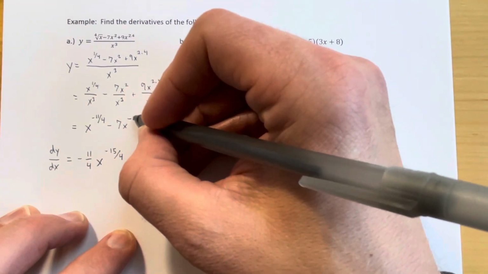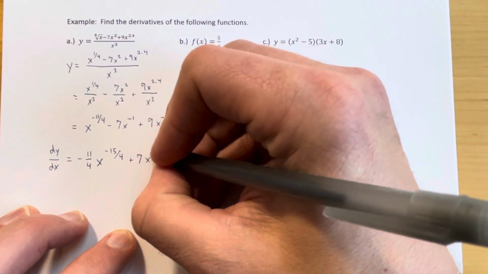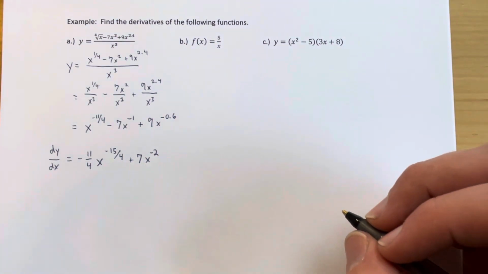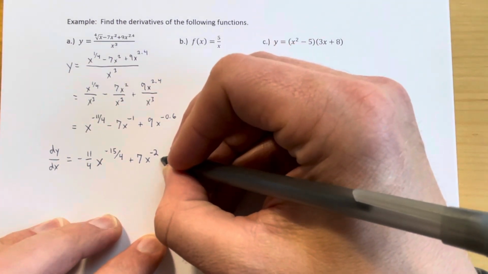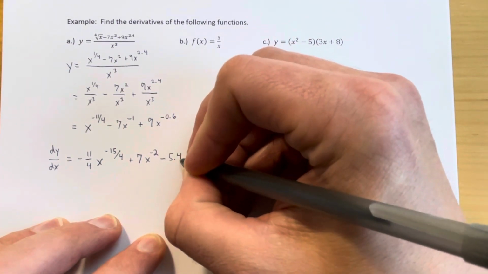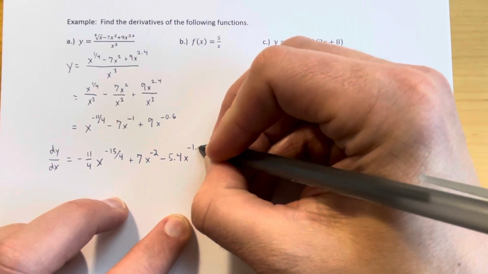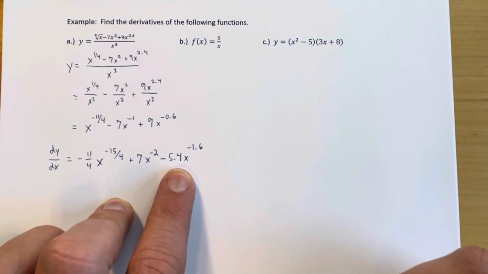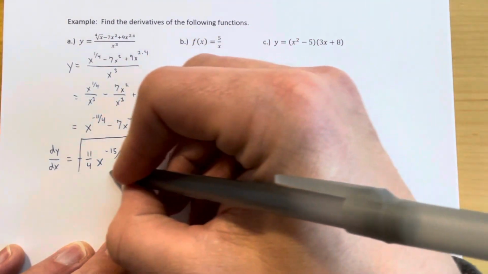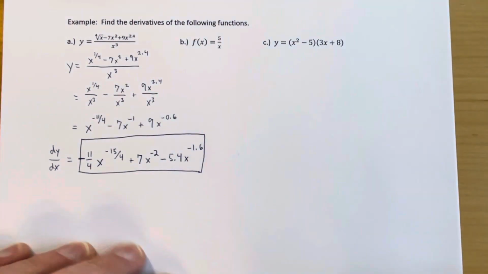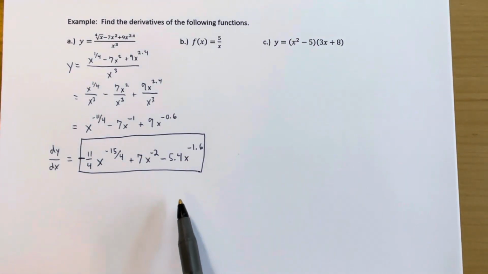Moving on to the next term, negative 1 is going to come down, multiply to the negative 7 to give me a positive 7, x to the negative 2nd power. Finally, down here, negative 0.6 times 9, that's equal to negative 5.4 x, and then I subtract 1 from this. That's going to be negative 1.6. Negative 5.4 times x to the negative 1.6 power. That's my derivative.